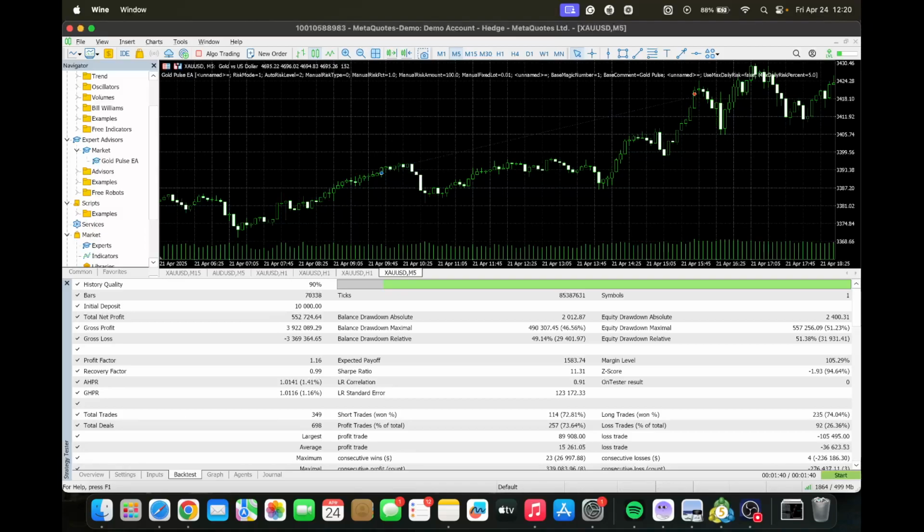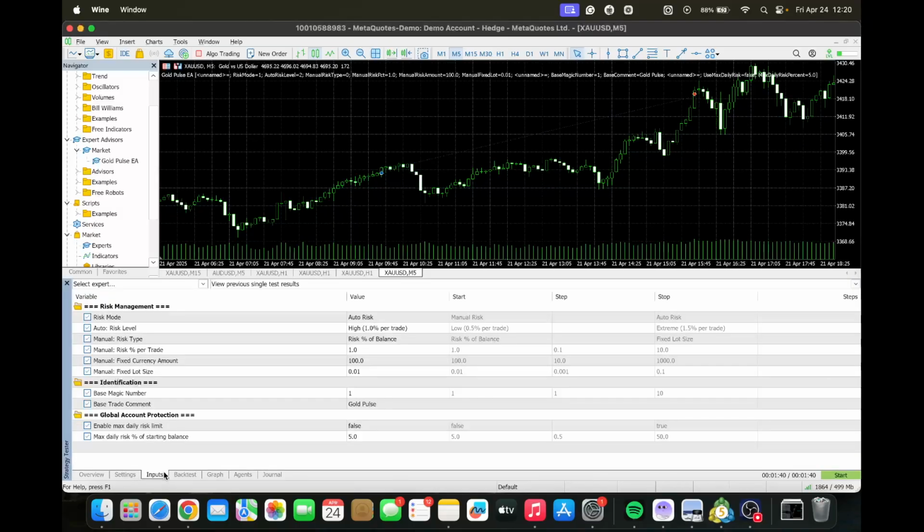The inputs that actually matter are the risk mode, the daily risk cap, and running it on a proper low spread broker with the correct server time. So this is exactly what's in the input section, and that's about it for this expert advisor.